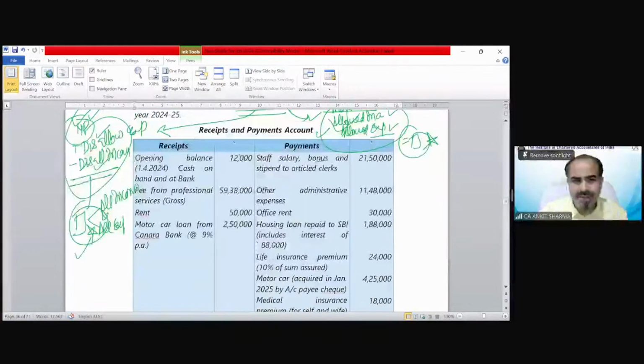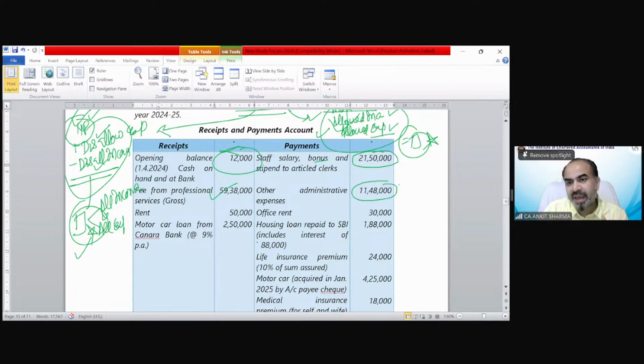So you can see we will just consider the income which is allowed. And from the information, the opening cash balance, no, we are going to take this for the purpose of calculation of my business income. Fees from professional services. We will consider as an expenditure salary, staff, etc. Administrative is also part of my business expenditure. Office rent is my business expenditure.